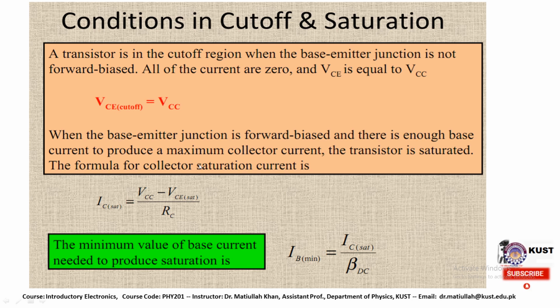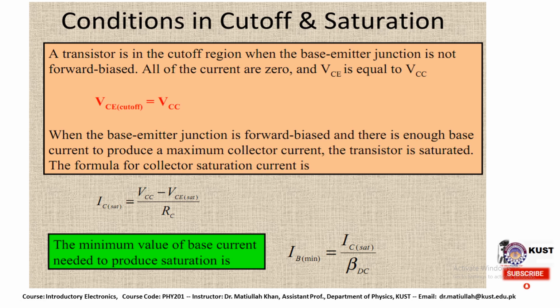And in saturation, the base-emitter junction is forward biased, right? When the base-emitter junction is forward biased, there is enough base current to produce a maximum collector current. The transistor is saturated. So this is actually the saturation mode. I mean, in saturation mode, the base-emitter junction is forward biased and there is maximum current passing through that. So the formula for the saturation current is like that: IC is equal to VCC minus VCE divided by RC. So what we can get is the base current, the minimum base current for that.